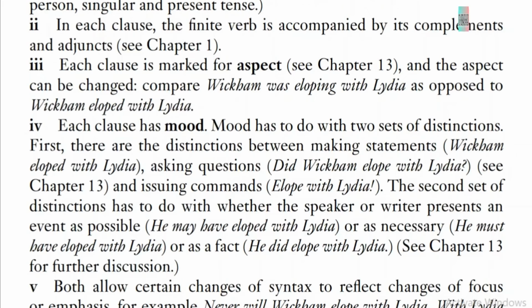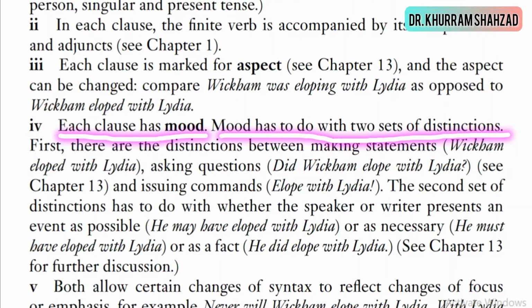The fourth property of the clause is that each clause has mood. Mood has to do with two sets of distinctions. First, there are distinctions between making statements: Vikram eloped with Lydia. Asking questions: Did Vikram elope with Lydia? Issuing commands: Elope with Lydia.